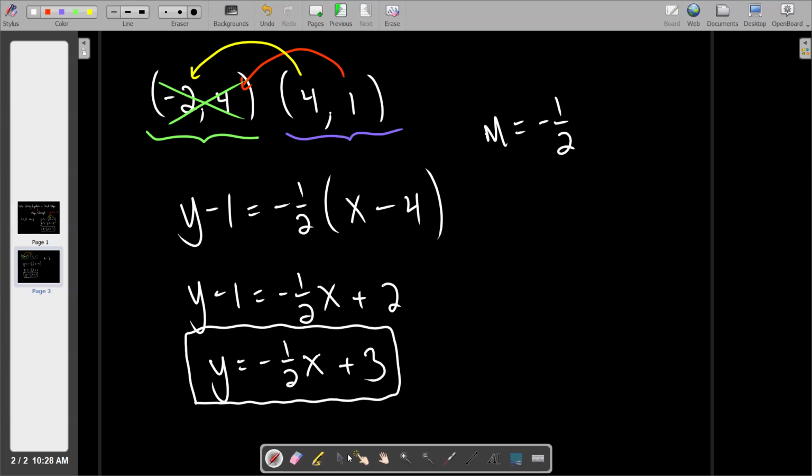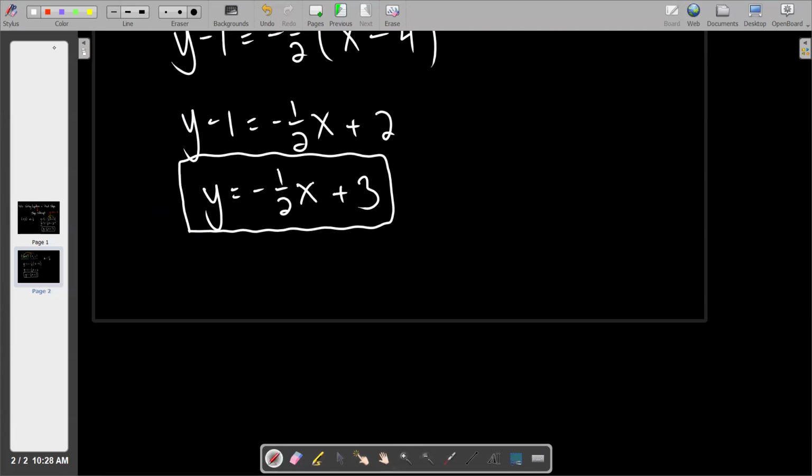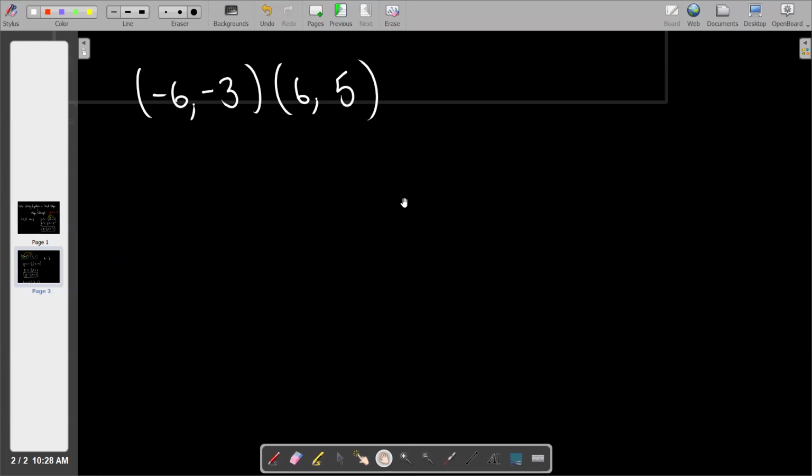This one, I put a tricky fraction in. Just so you know, I want you to have exposure to fractions that aren't quite as simple. So for this one, we're going to have the points -6, -3, and 6, 5. And again, the answer to what do we do first is, well, find the slope. What's the top of our slope going to say? 5 plus 3. Absolutely. What's the bottom of our slope going to say?